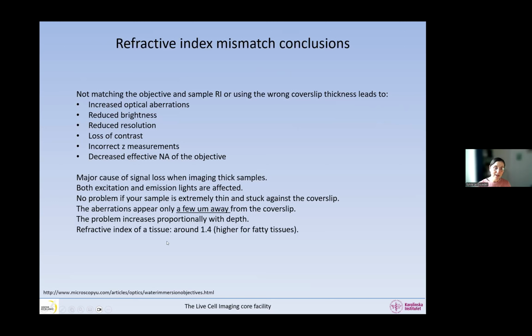If you have a tissue, the refractive index of tissues is usually around 1.4, a little bit higher, a little bit lower, depending on the density, on how many proteins there are in the tissue, how much lipid there is, and so on. So around there. The ideal objectives are glycerol or silicone objectives with tissues.